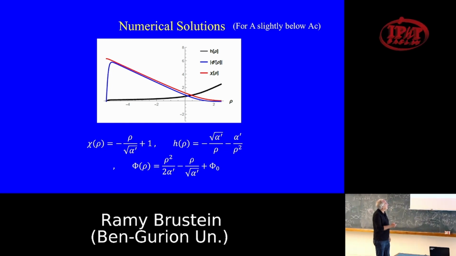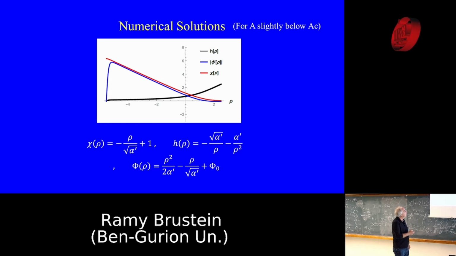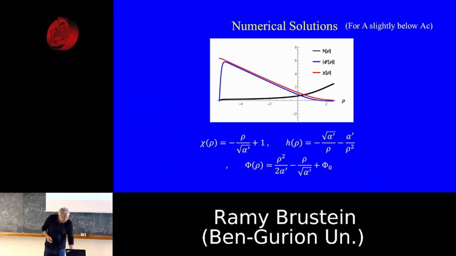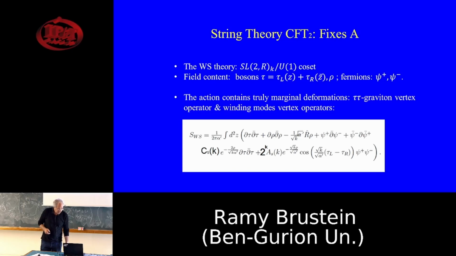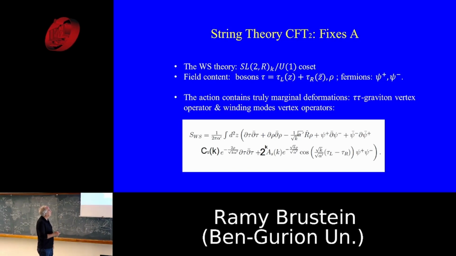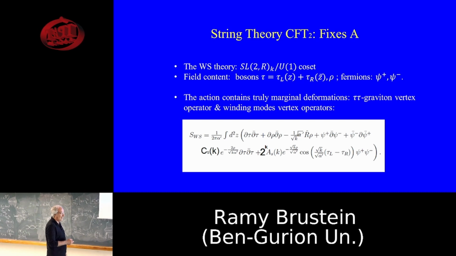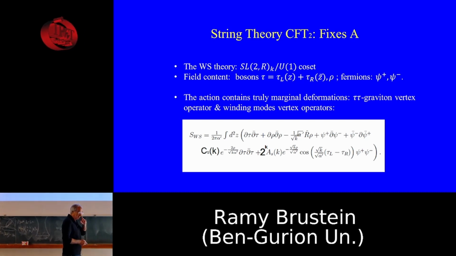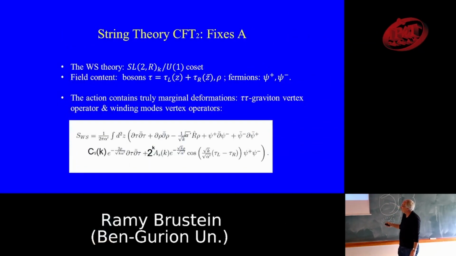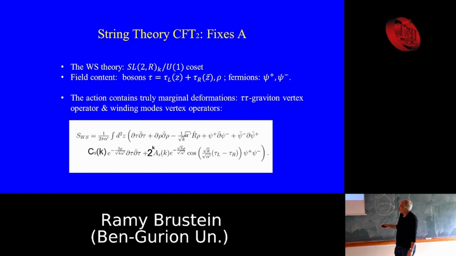Okay, and these are the solutions for the other fields. You can just look at them, everything is finite. And this is the CFT discussion, right? This would be the original CFT. And then these are two truly marginal operators that you can add. This A corresponds to the amplitude of chi, that's the vertex operator of the winding mode. And this is for the tau-tau metric.